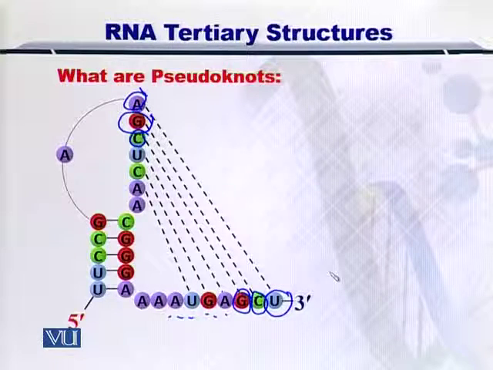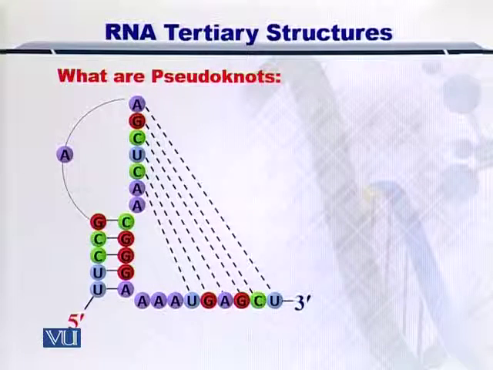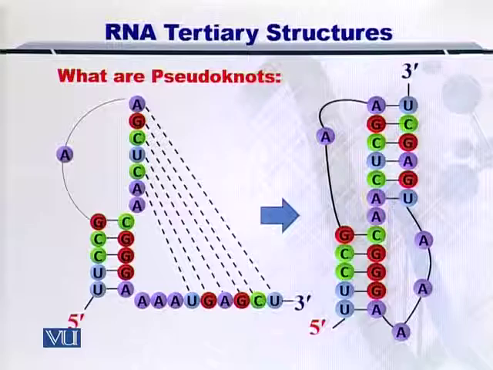This will obviously result in the folding of this structure further, and the final structure will look like this. This is what a pseudoknot looks like in the tertiary structures of the RNA molecule.